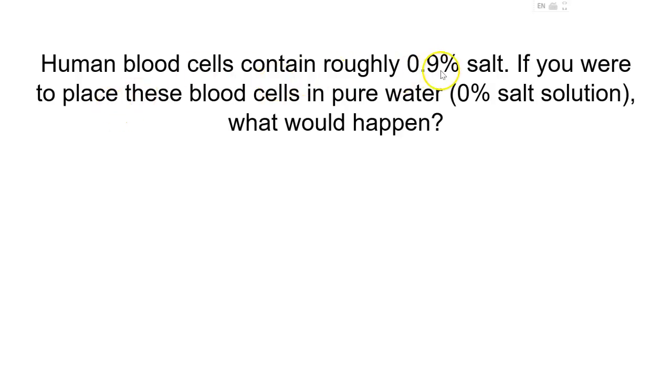Human blood cells contain roughly 0.9% salt. If you were to place these blood cells in pure water, 0% salt solution, the water would enter in through osmosis and the cells would burst. I would encourage you to draw this out. Use a little cup, give yourself a solution, give yourself a cell, assign percentages. Make sure that you understand the diagram, and then ask yourself the question again.